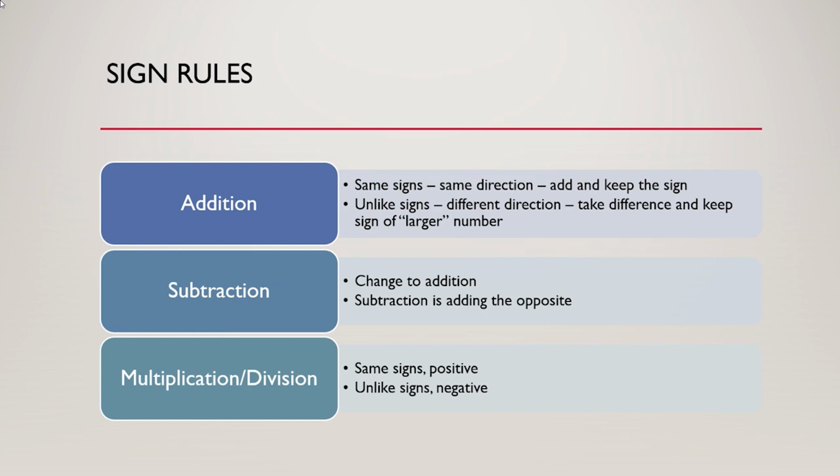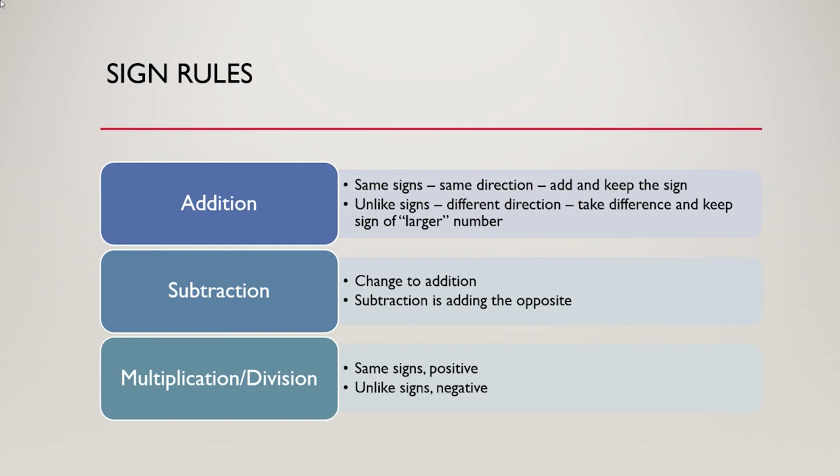If they're unlike signs, that means they're going in different directions. Then what you're going to do is take the difference of the two and keep the sign of whichever one's further away from zero, whatever is the larger number. And then subtraction, what you can do with that is just change it to addition. Subtraction is just adding the opposite. Once you change it to addition, you can just apply the addition rules.